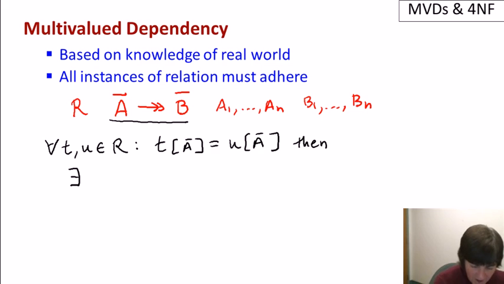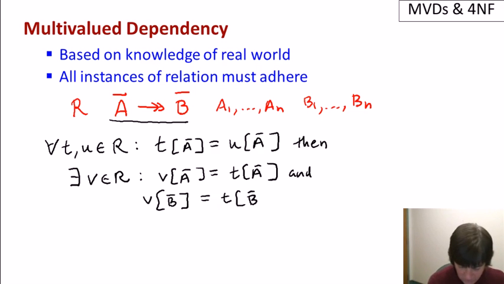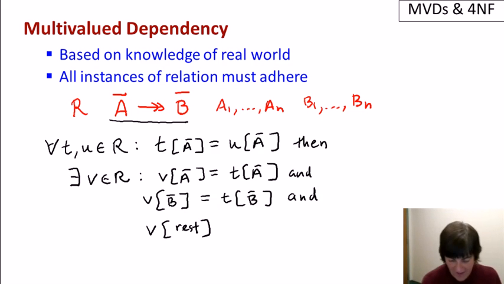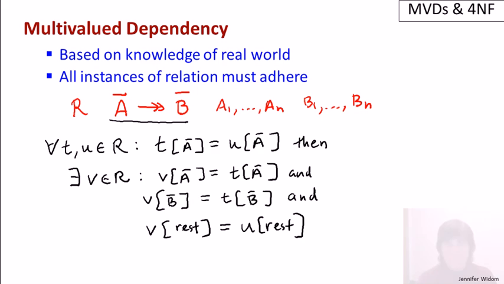We're going to say that there exists a third tuple V in R that has the following properties. V has the same A values as T and U, so V sub A equals T sub A. Furthermore, V has its B value drawn from T, so it's equal there. And finally, it has its rest, so those are all the attributes other than A and B, equal to U rest. Okay, so that's a mouthful, but let's look at that pictorially.